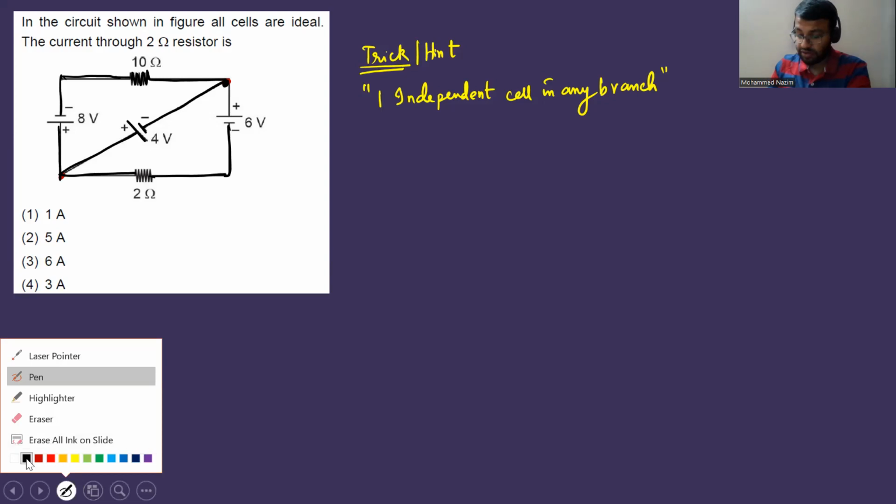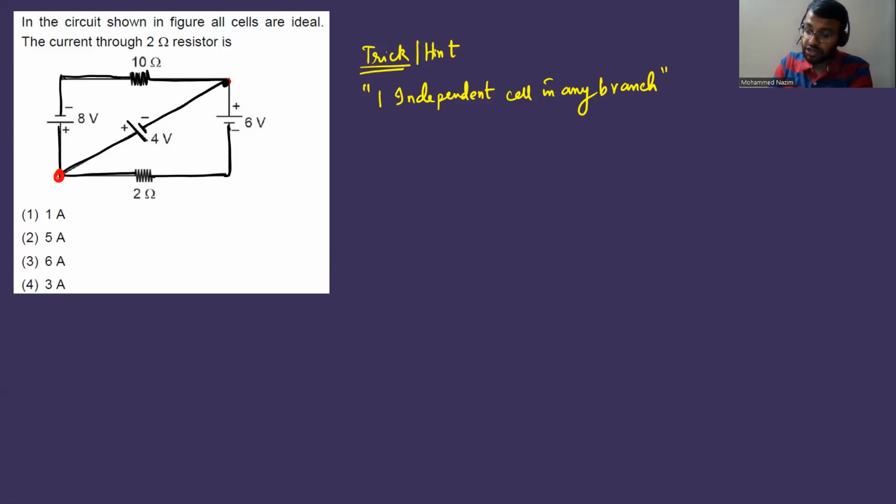In that case, we can use simple Ohm's law, but you have to mark the potential of one node. You can assume the potential of any node. Let me assume the potential of this node to be X. What is the potential of this node? X. So what will be the potential of this node?